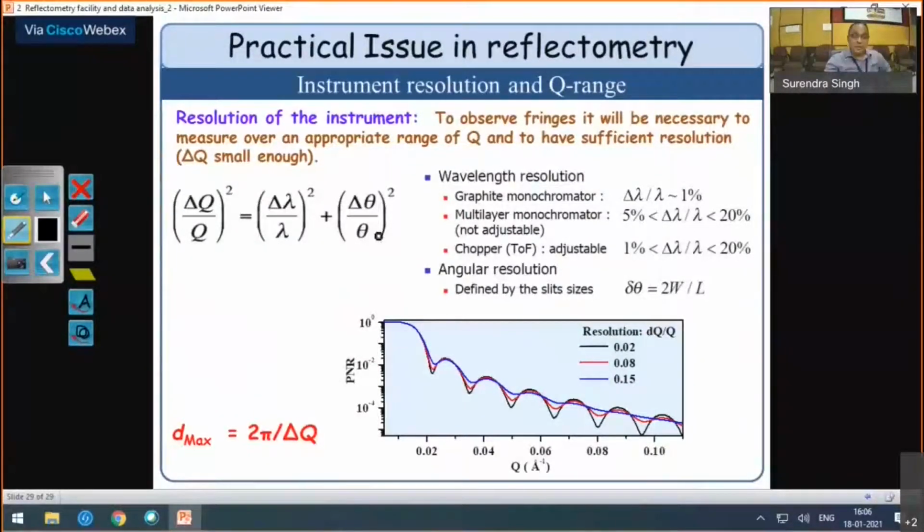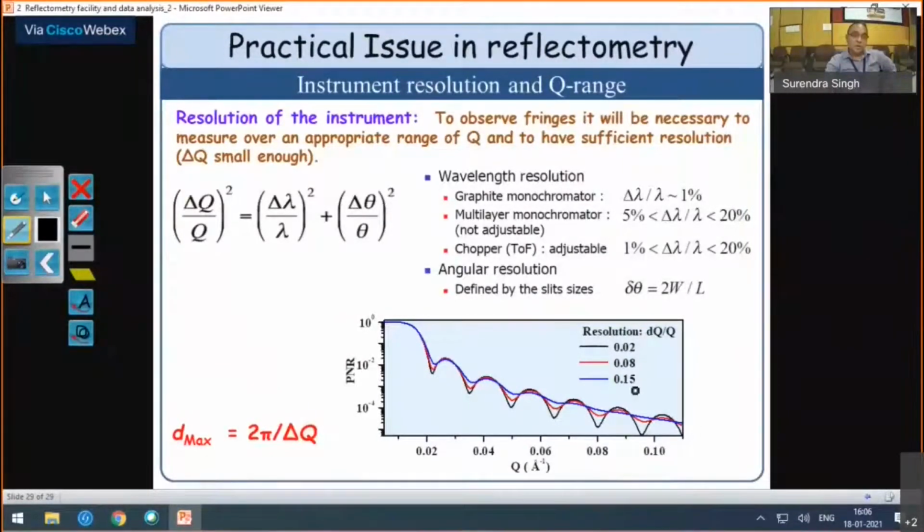And what happens? The effect of resolution on the reflectivity pattern: here I have shown three resolution values, and I have plotted the reflectivity pattern. So we have a very good resolution, 0.02, delta q by q 0.02. Then you can see this black plot. We see this Kiessig oscillation, nice Kiessig oscillation coming.